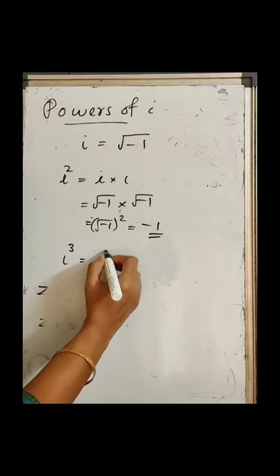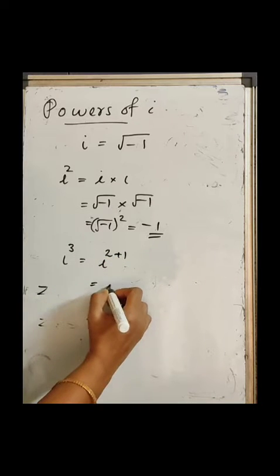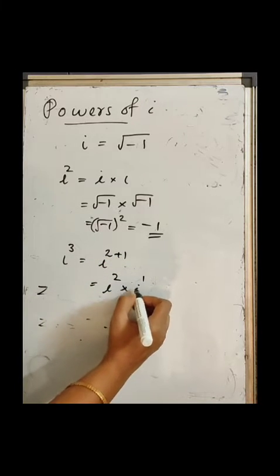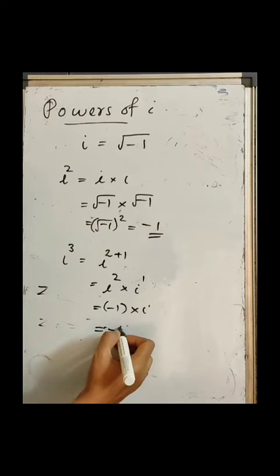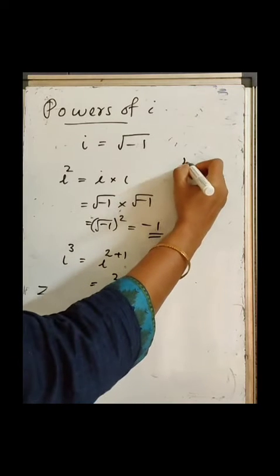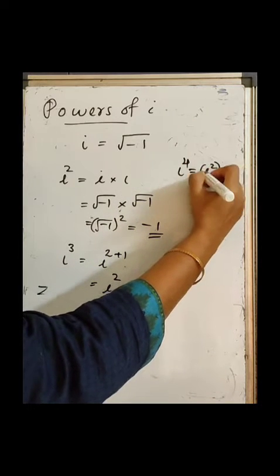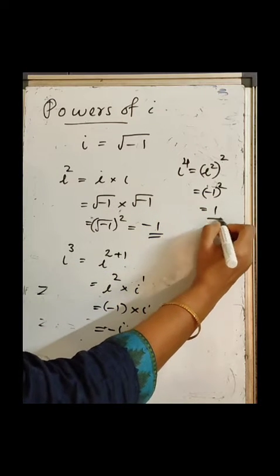Then next is i raised to 3. It is i raised to 2 plus 1, or i raised to 2 into i raised to 1, that is -1 into i. It is minus i. And what is i raised to 4? i square the whole square, minus 1 the whole square, 1.